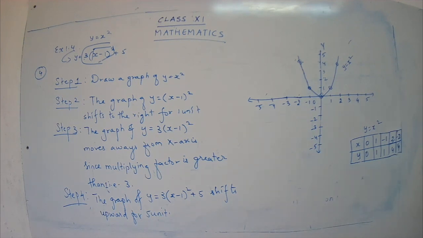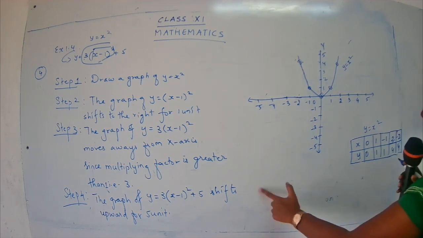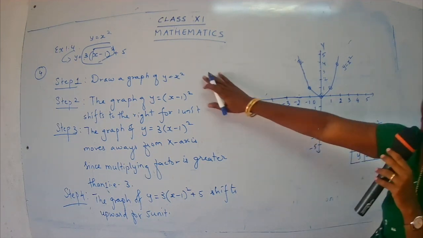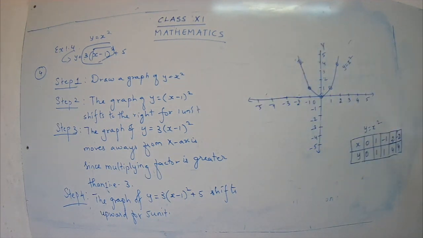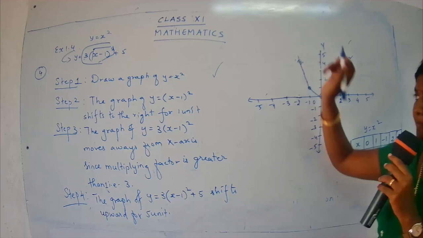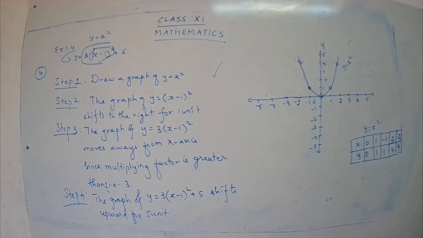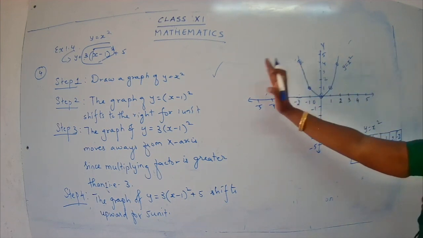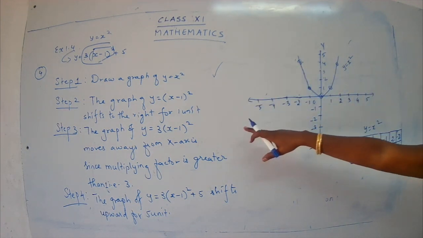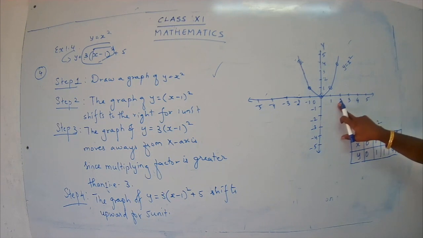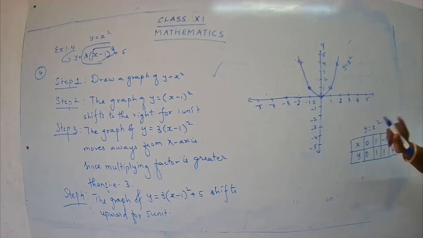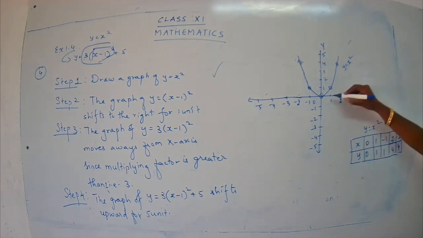So we are going to follow step by step, and we are going to arrive at the final step. I started with step 1. I have just drawn a graph of y is equal to x square. First step is done. Now let's see step 2. The graph of y is equal to x minus 1 the whole square shifts to the right. I have told you the positive numbers are on the right side and the negative numbers on the left side. So where is it going to shift now? The graph is shifting to the right for 1 unit. So it is coming to this side.